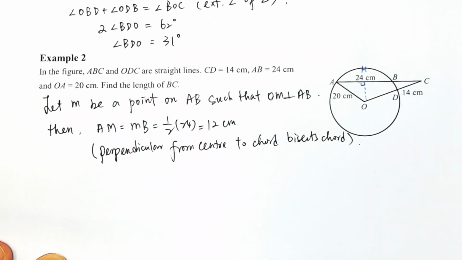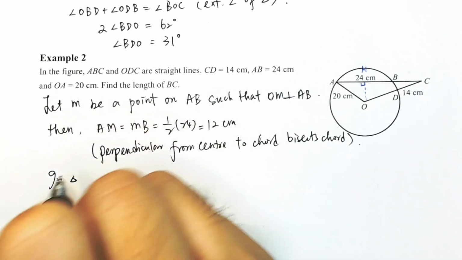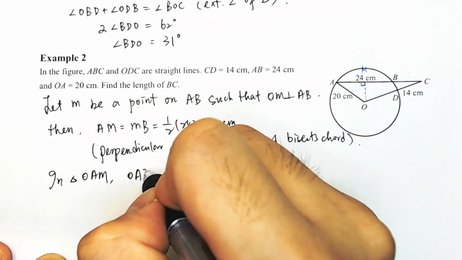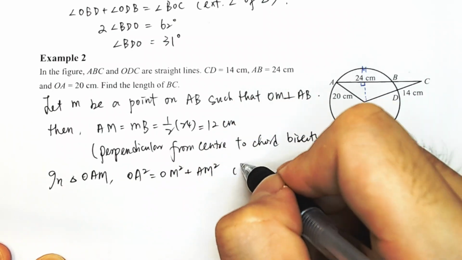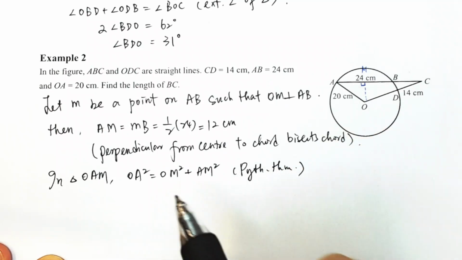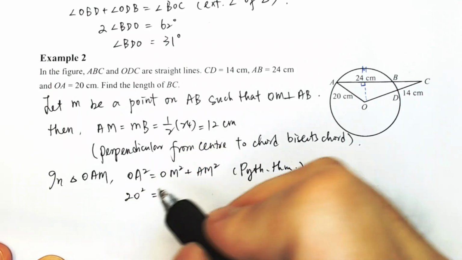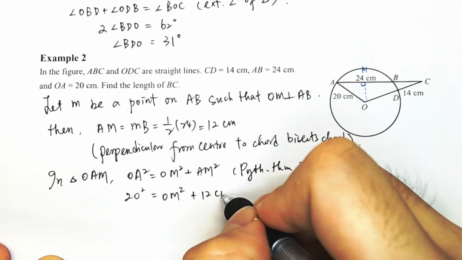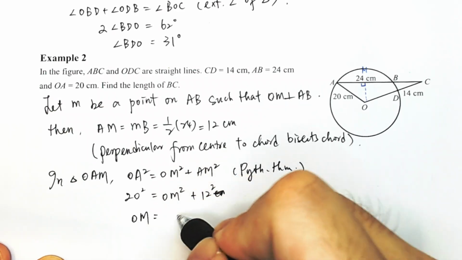Now, in triangle OAM, we have OA square equals to OM square plus AM square. It's the Pythagoras theorem. And you can do the substitution, or you can just skip this step because it's too easy to follow. 12 square. And you know that OM is actually 16 cm.